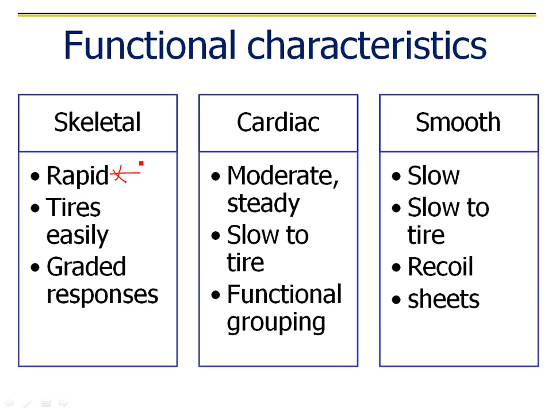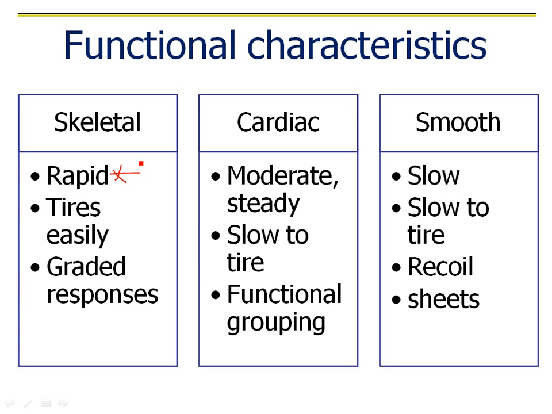Cardiac cells have a very moderate, steady contraction cycle, so they don't tire out very easily. That's good if you think that your heart started beating well before you were ever born, and it will beat 60 to 70 times a minute on average until the day you pass. So you don't want those cells to have to tire out. They behave as groups of cells because of those intercalated discs.